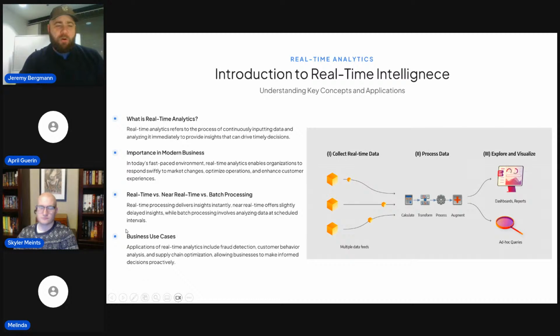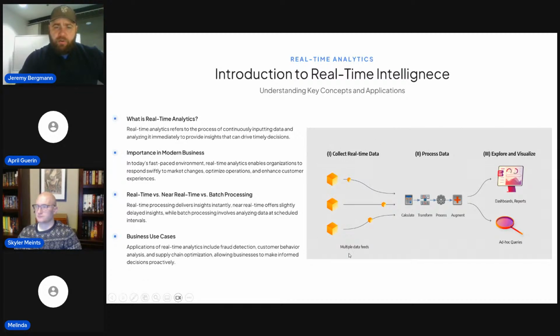Oftentimes a company will hard code a bunch of these the hard way, but you could do it by either anomaly detection, or you could create some type of rule. But this is a type of platform that makes analyzing that type of data in near real time a lot easier. So here's a workflow of how real-time intelligence would work.